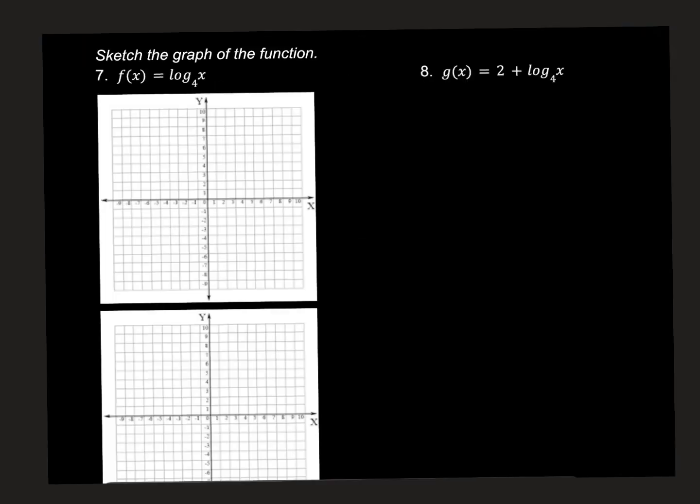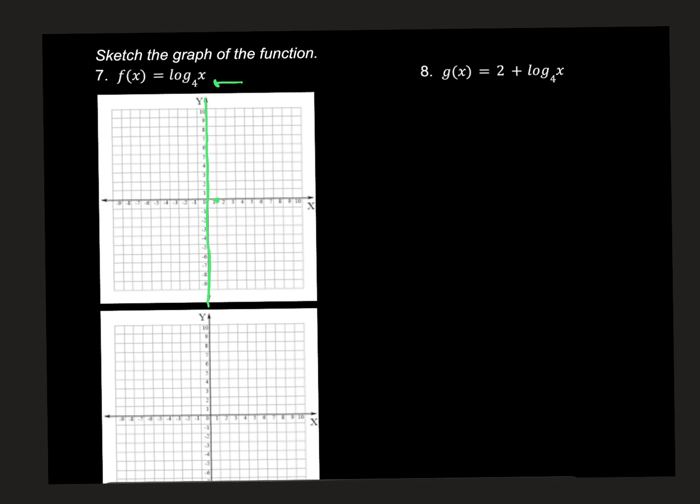All right, sketch the graph of each. Because the base here is bigger than 1, it's going to go up. Also, the asymptote, remember when we did exponential, the asymptote was the x-axis. With log, the asymptote is the y-axis. And with exponents, we would always go 1 up for our first point.